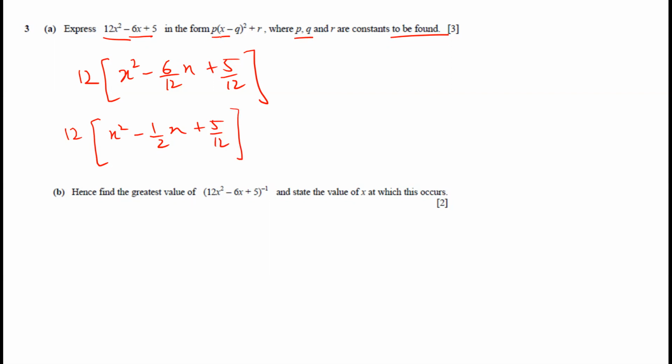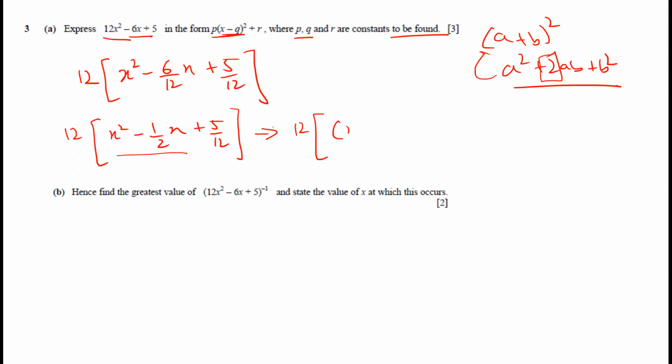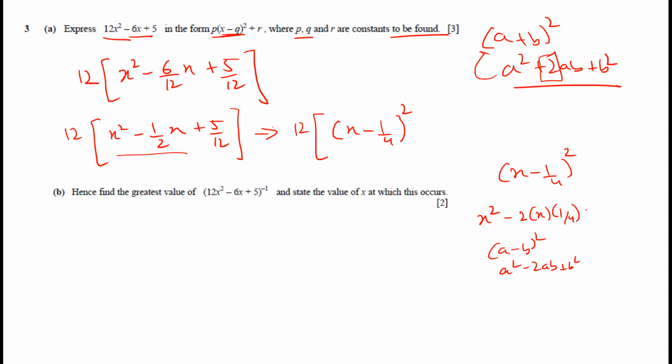Now we need to come up with this (x − q). We know that (a + b)² is a² + 2ab + b². So according to this formula, we always add this 2. Now in order to get x² − 1/2 x, we need to go reverse, so we need to divide it by 2. So this will become 12 (x − 1/4)². If you open this, (x − 1/4)² will become x² − 2 into x into 1/4, because (a − b)² is a² − 2ab + b², and we will be having plus (1/4)².